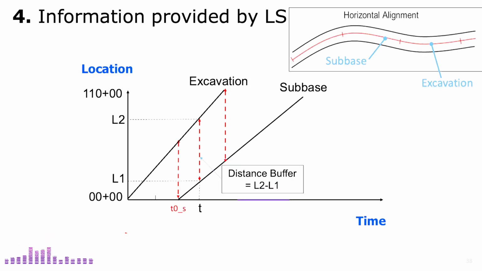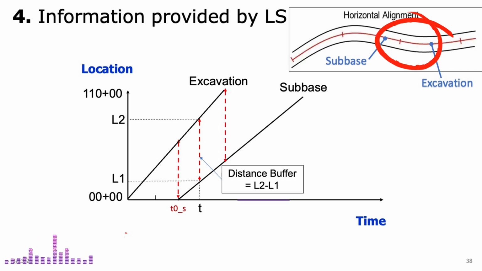avoid delays. Another important piece of information you can extract from a linear schedule is the distance buffer, which refers to the physical distance between activities at a specific point in time. To better understand this, let's look at an example from a highway project.